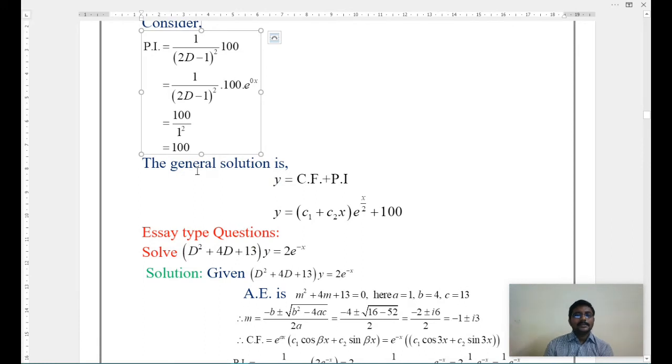The complete solution, or general solution, is the addition of the two solutions, that is CF and PI.